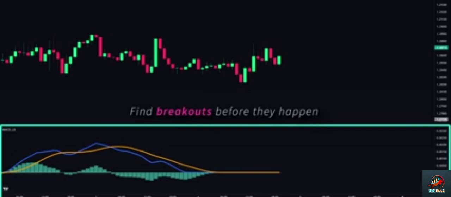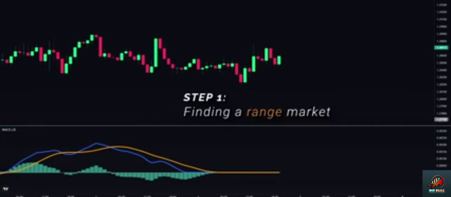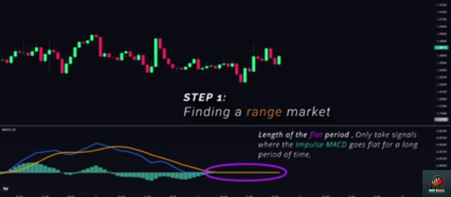So here's how you create the strategy. The first step is finding a range market, and we can do that by waiting for the impulse MACD to go flat, as shown here. However, you also need to take into consideration the length of the flatness. Remember, we only want to use signals where the impulse MACD goes flat for a long period of time. We do this to ensure that we don't get a false signal, because the longer the market stays within a range, the higher the chance that a breakout would happen.